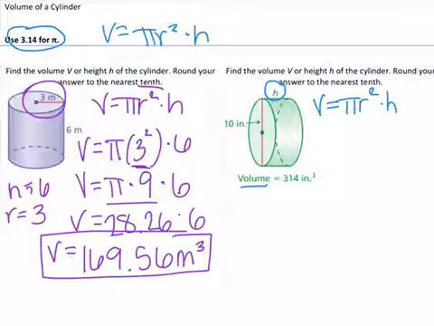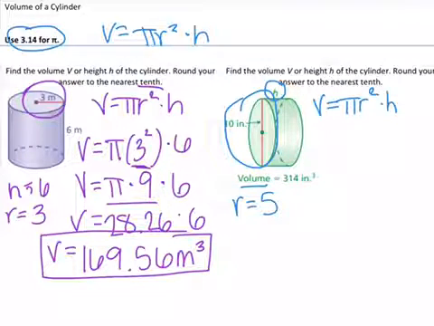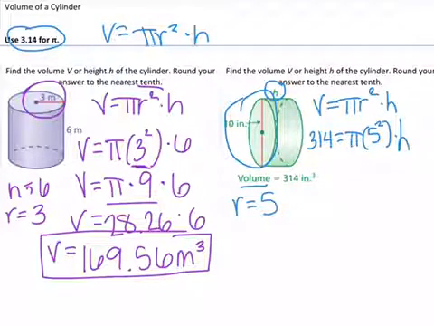So we know that the volume is 314. Now, what we're given here is a distance all the way across the circle. That is your diameter. Our radius is half of that, so it's 5. So we're just going to plug in what we know. So our volume is 314 equals pi times our radius squared, which is 5 squared, times height. So we're going to have to simplify this equation and isolate h, our height, to find it.